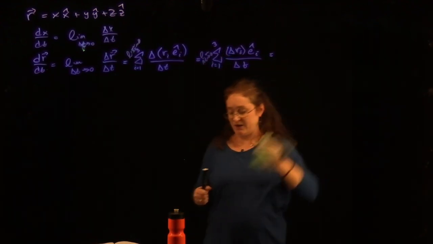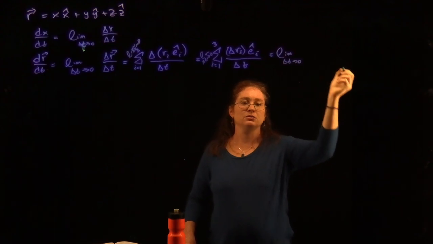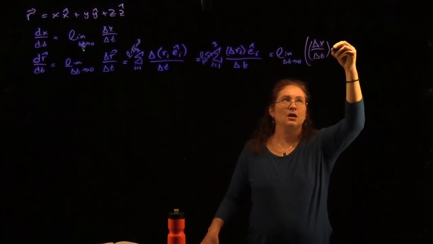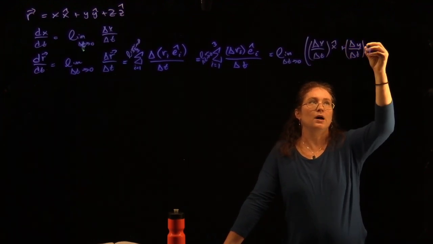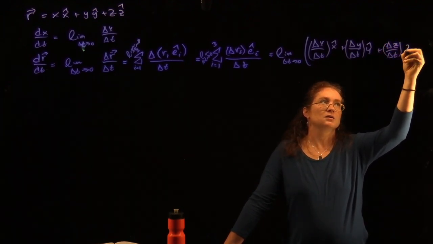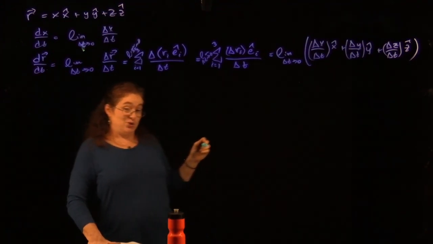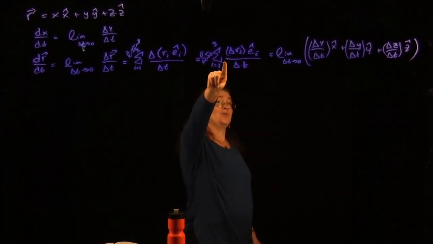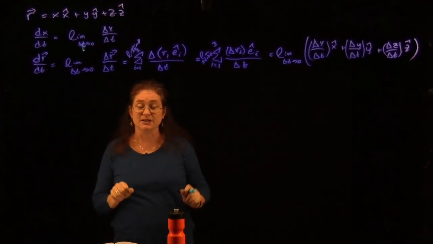So in my comfortable Cartesian coordinates, this is the limit as delta t goes to 0 of delta x over delta t x hat plus delta y over delta t y hat plus delta z over delta t z hat. That's nice and neat and comfortable. What we're going to do, if you stick with us through the whole year, is consider when this isn't true, when the unit vector is also changing. And we're going to touch on it a little bit in this chapter as well.